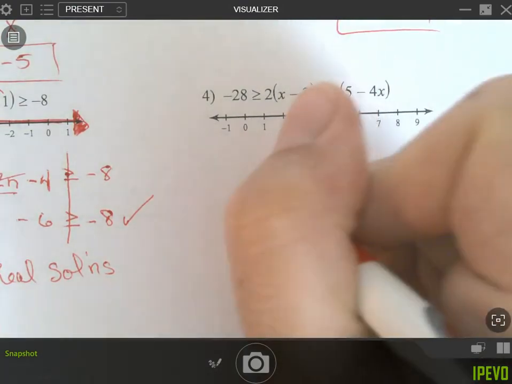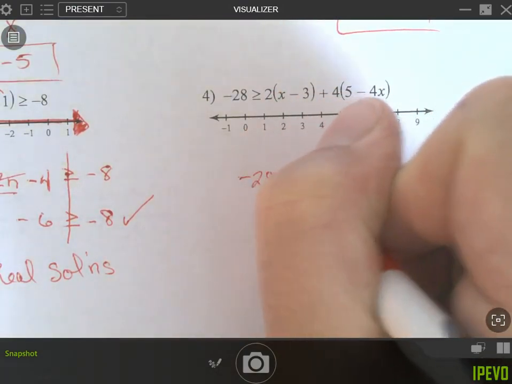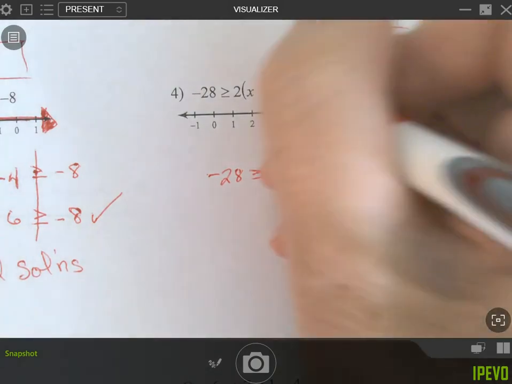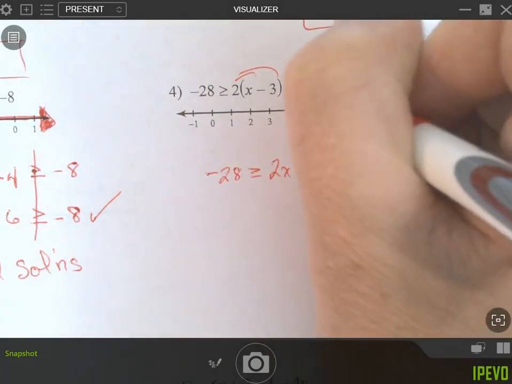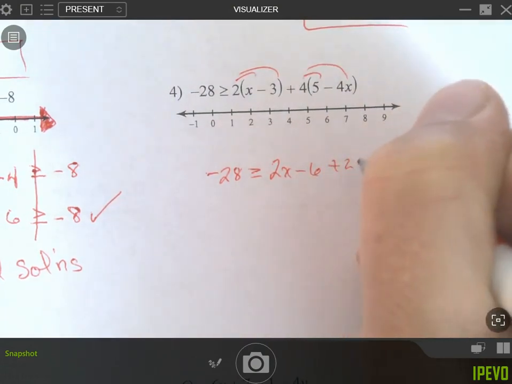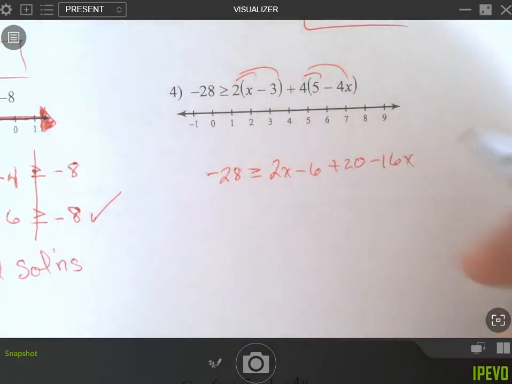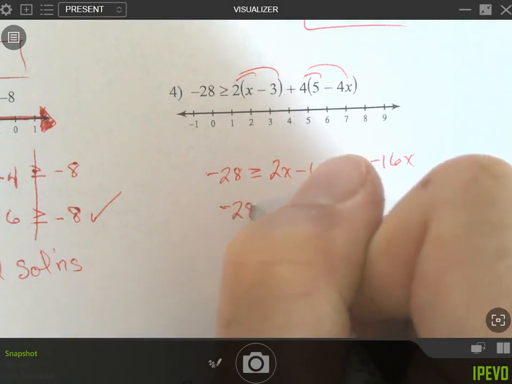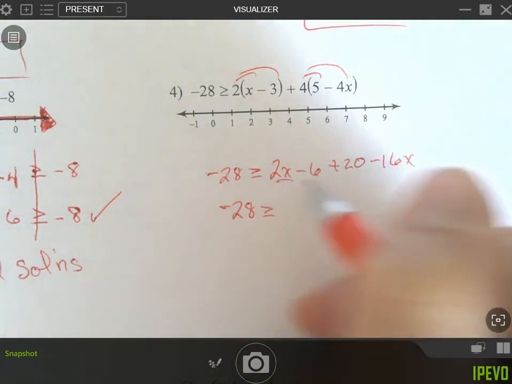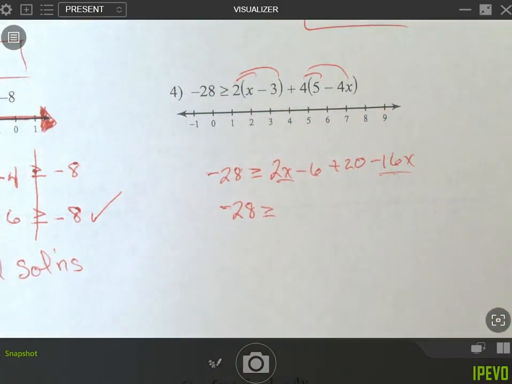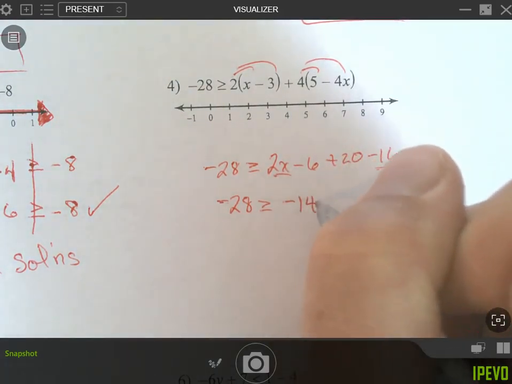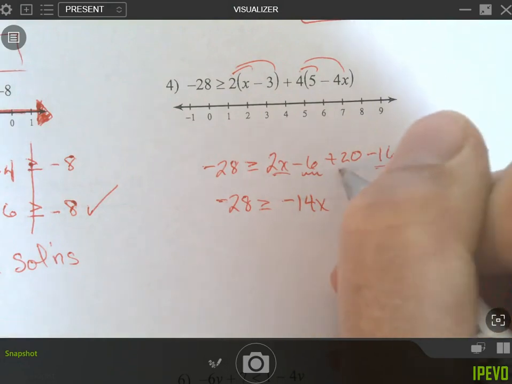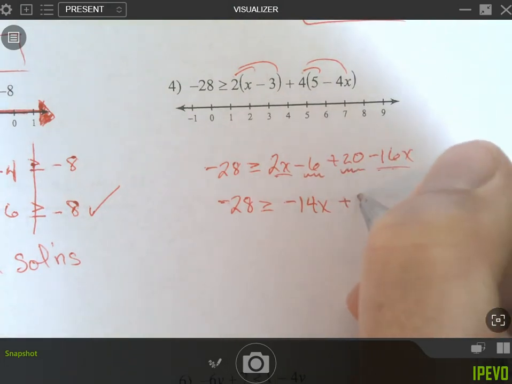You're going to leave this -28 alone. I'm going to move through this a little bit faster since you have the work. We're going to distribute, and that's going to be 2x minus 6. And we're going to distribute again, so plus 20 minus 16x. Now I'm going to keep that -28, keep that greater than or equal to. I'm adding like terms, so I don't cross the line, I don't change a sign. So 2x minus 16x is going to be -14x. And then this -6 and positive 20 are going to be a positive 14.